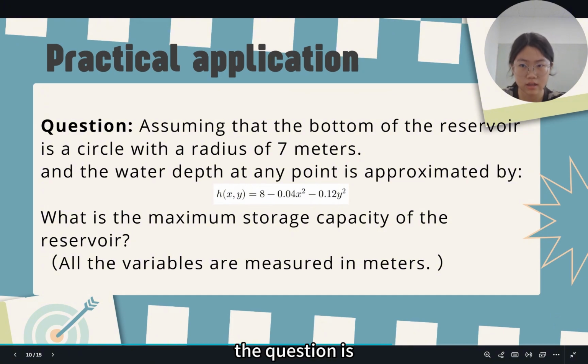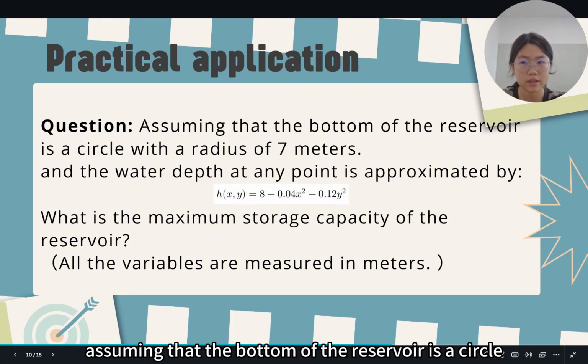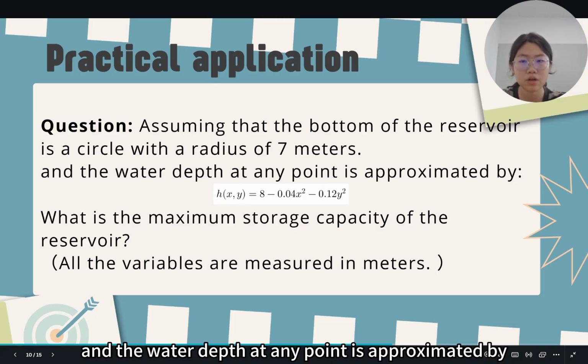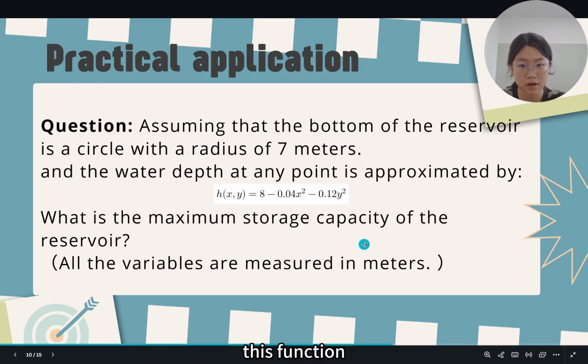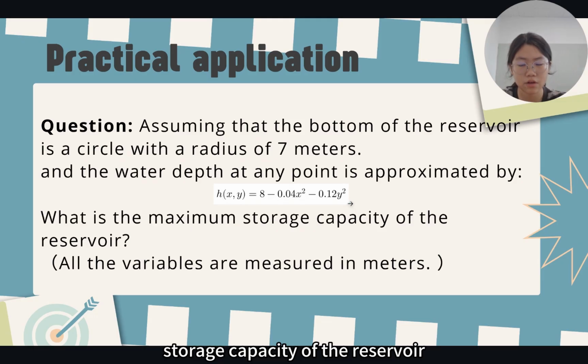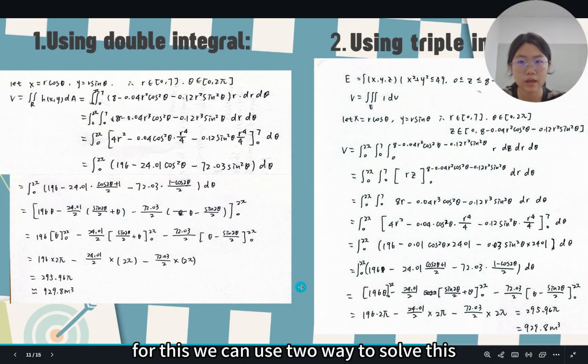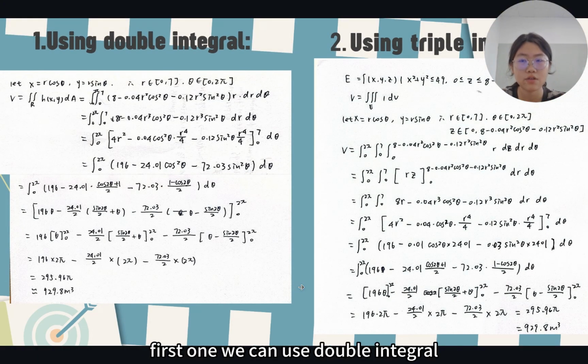The question is: assuming that the bottom of the reservoir is a circle with a radius of 7 meters, and the water depth at any point is approximated by this function, what is the maximum storage capacity of the reservoir? All the variables are measured in meters. For this, we can use two ways to solve it. First, we can use double integral, and second, we can use triple integral.